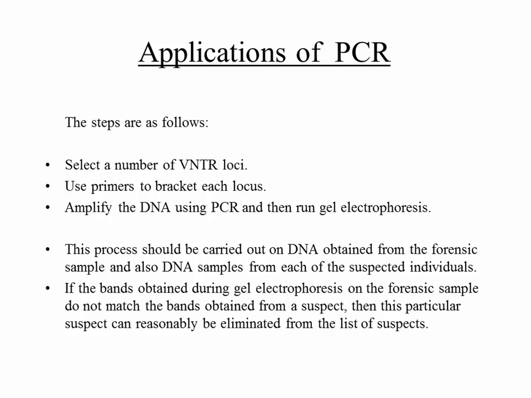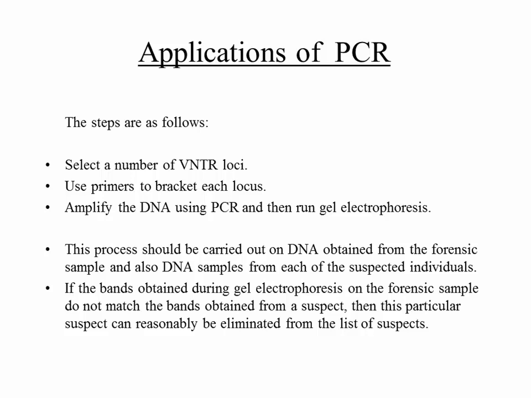The first step is you're not going to use just one VNTR locus, because that's like looking for a needle in a haystack. So you'll select a number of these VNTR loci. You will use primers to bracket each locus, because you don't want to amplify all of the DNA, only those loci. The DNA is amplified using PCR, and then you run gel electrophoresis.